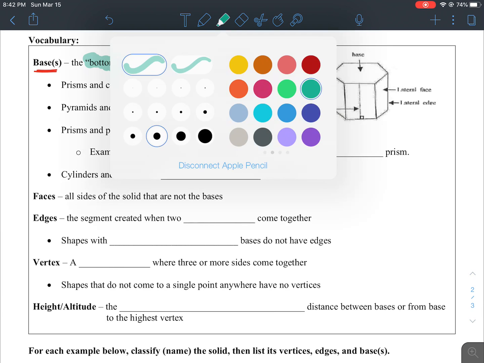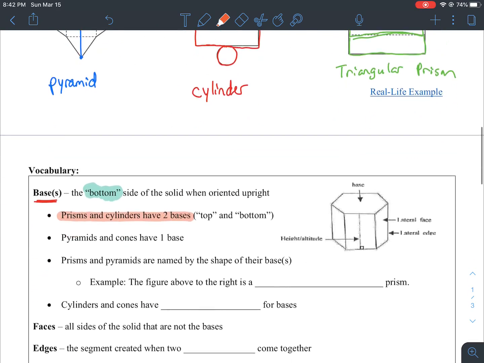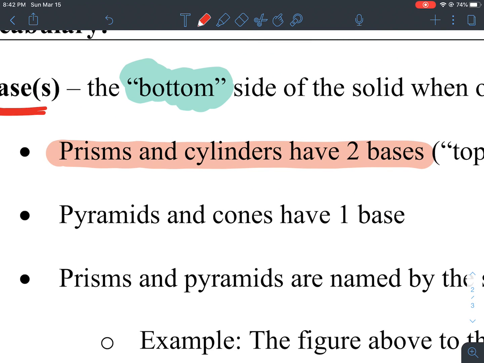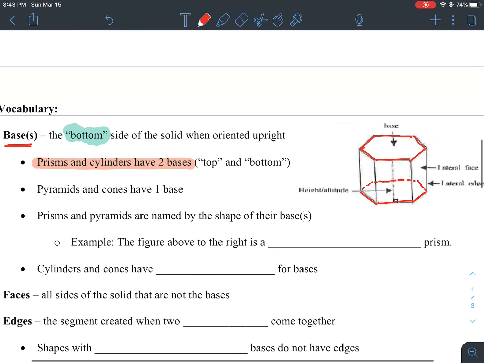Now, we have an additional note here. We can see that prisms and cylinders actually have two bases, a top and a bottom. So in this case here, we would have this top base, and then we don't see it, but realistically there's a second base that this prism is standing upright on. Now, pyramids and cones would only have one base because the opposite side of the base just comes to a single point.